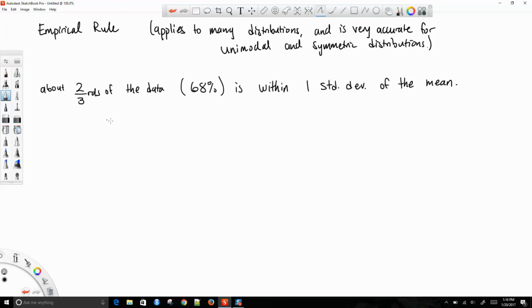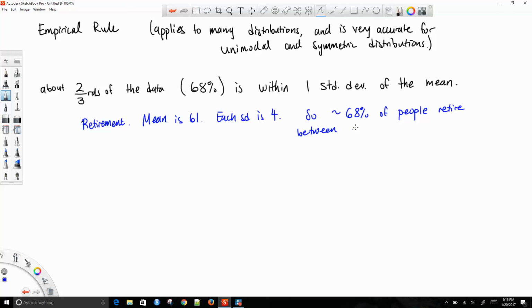Okay, so for our retirement example, we said the mean is 61. Each standard deviation is 4 years. So approximately 68% of people retire between 57 and 65, according to the empirical rule.